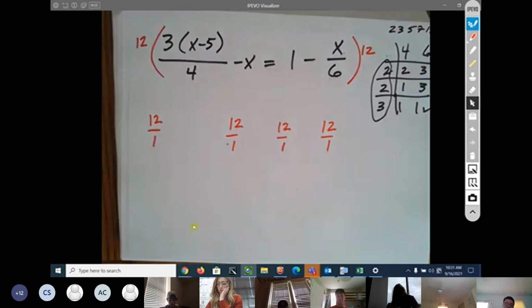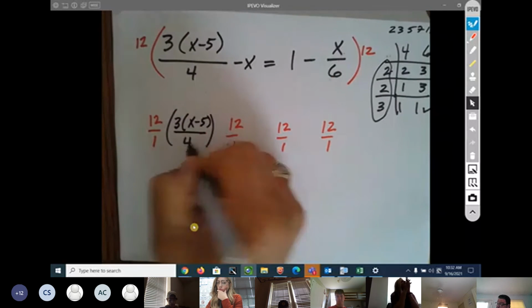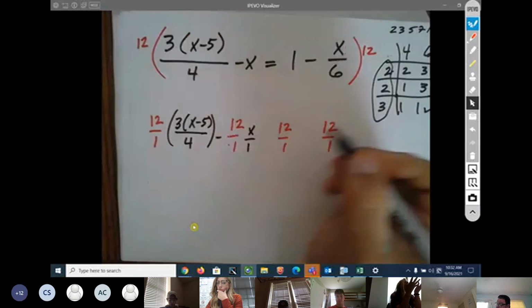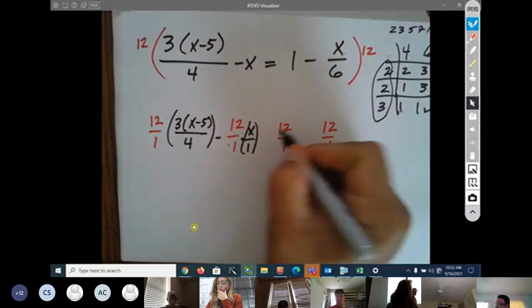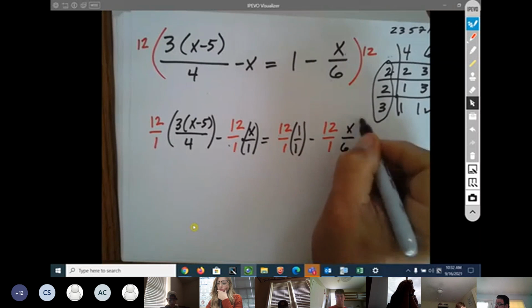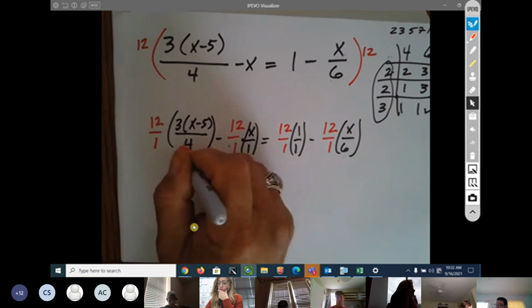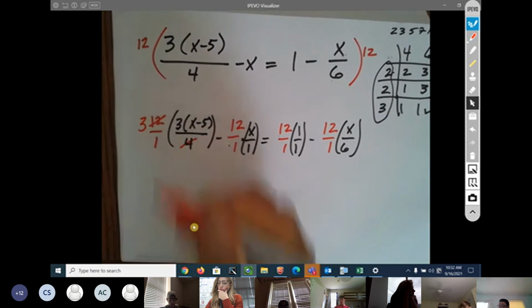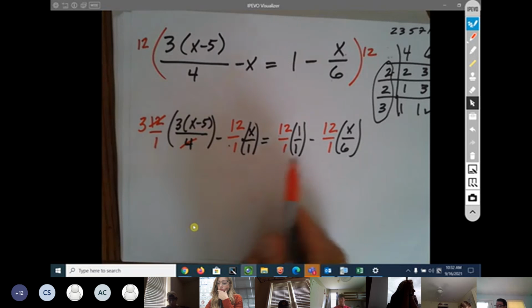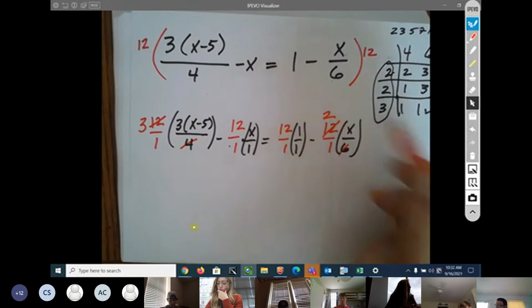I do this for baby step to kind of show you why we do this. 3x minus 5 over 4 minus x over 1 equals 1 over 1 minus x over 6. And that 12 will cancel, make a 3, and that's 12x, and that's 12, and that 6 will cancel here and make a 2.